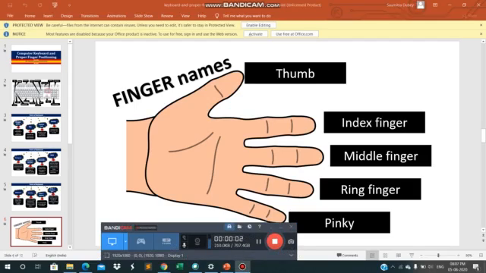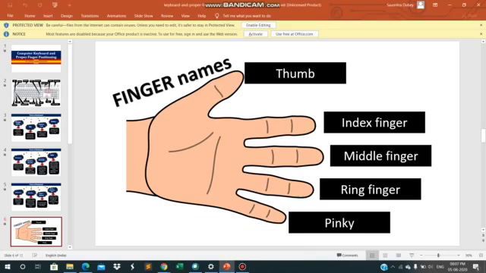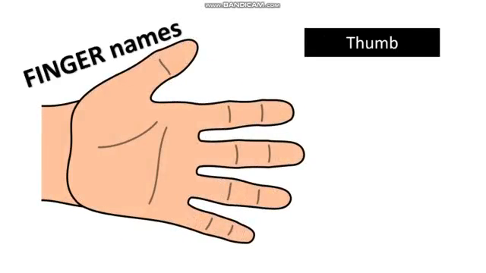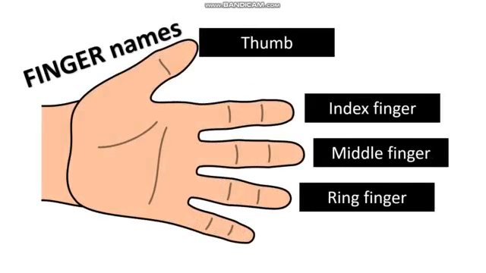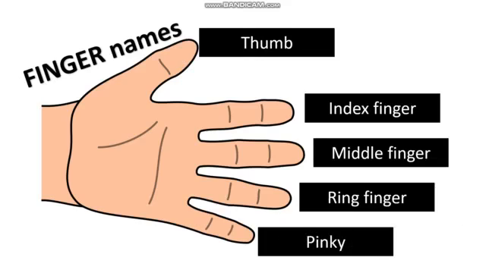Okay, so we were reading about finger names, है ना? तो the first finger, thumb, then index finger, then middle finger, ring finger and little finger, or they have called it pinky here. Okay, so the finger names are thumb, index finger, middle finger, ring finger and little finger.